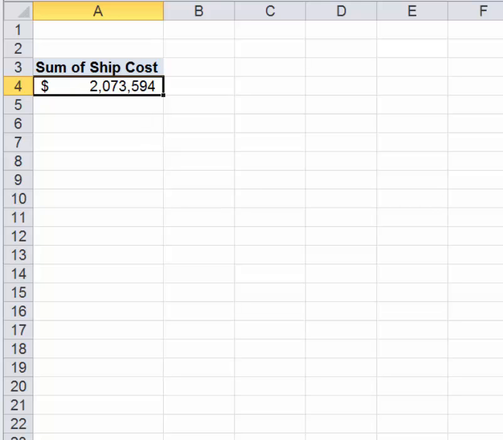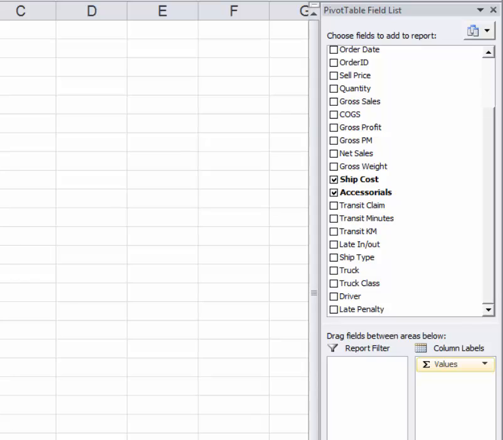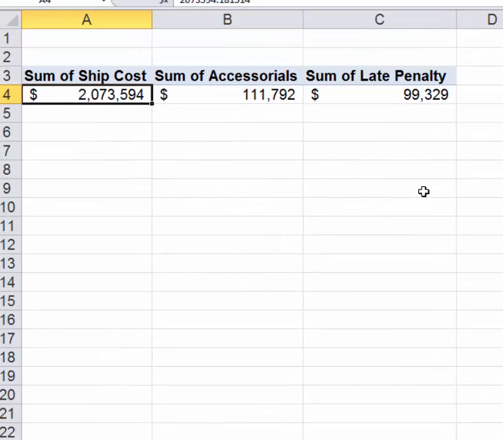$2,073,594. But in addition to that, I'm probably charged accessorial costs, which are additional amounts like insurance or long haul surcharges that you'll see in the tables towards the right. So I'm going to drop that in as well, and that's $111,000. And also late penalties. So if your truck gets to the customer's dock late, meaning if they gave you a 3 o'clock time slot and you're there at 3:30, they will charge you a penalty. Well, some customers will, not all customers. So let's drop that in there as well, and that's $99,000.